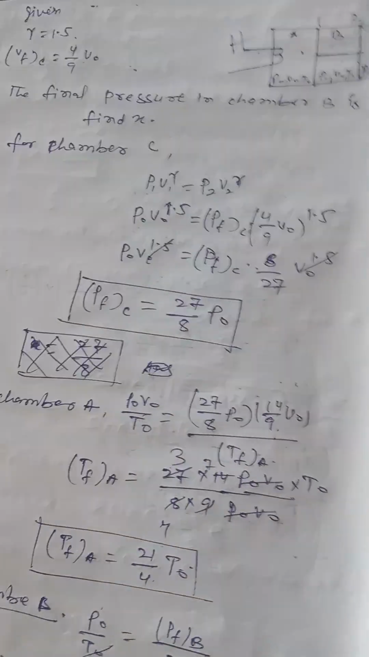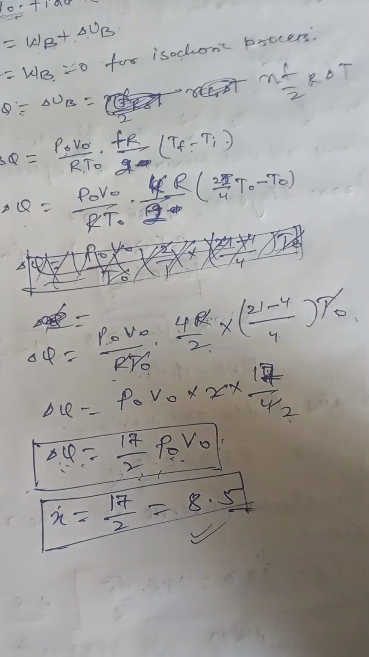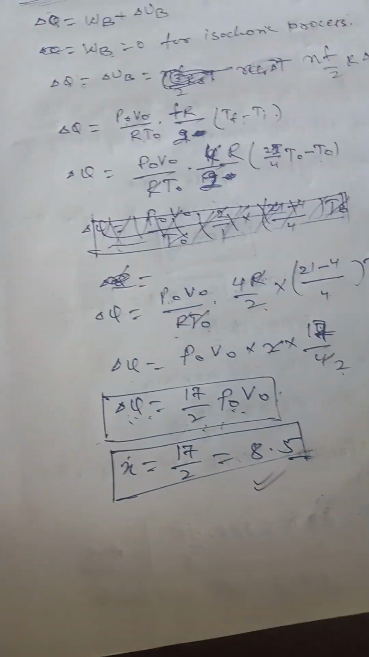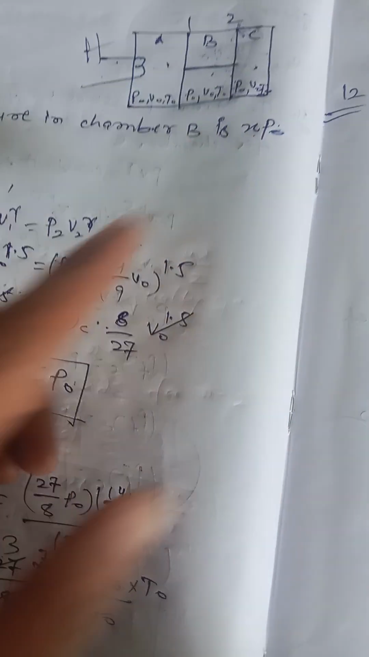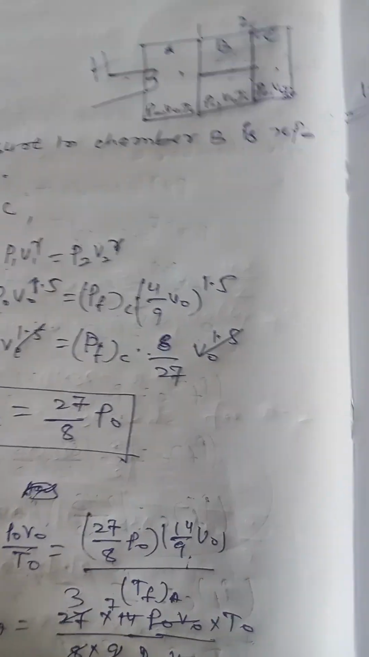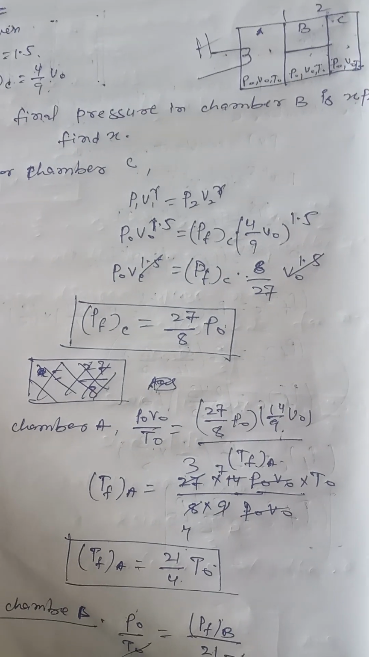This is question number 11, and this is question number 12. Simply, in question number 12 you can substitute the internal energy equals n f by 2 R delta T, because the work done in this system is 0 in this process, as it is isochoric. Okay, thank you.